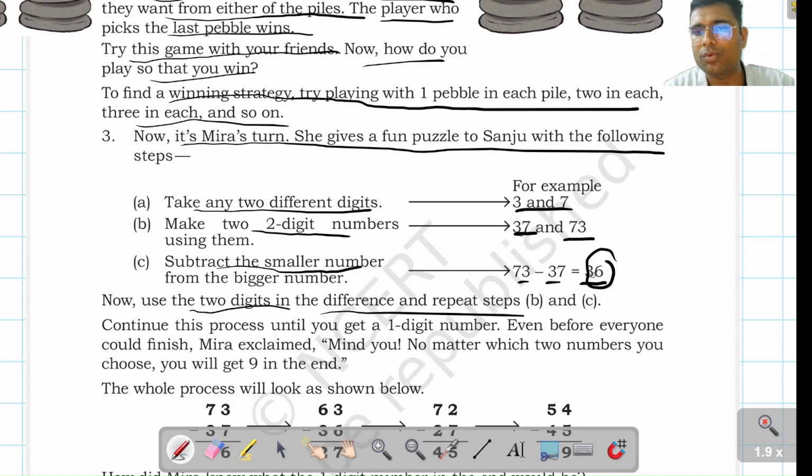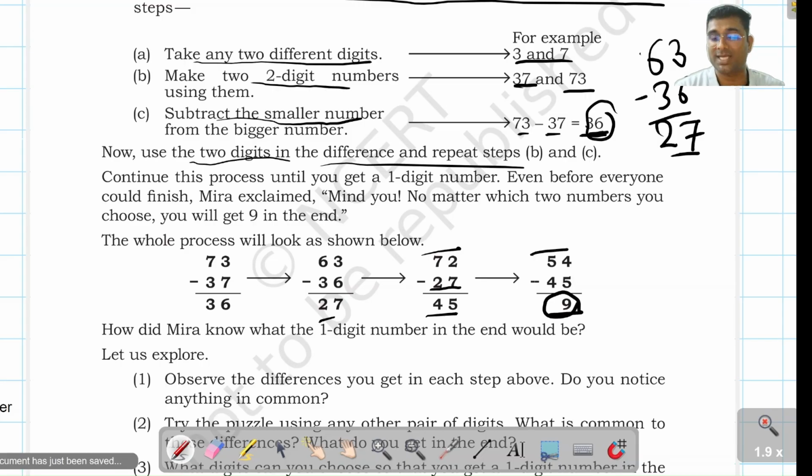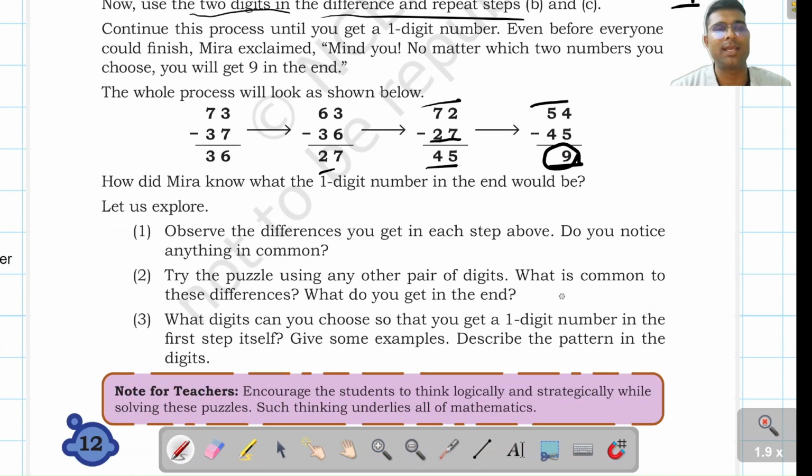So what you have to do here, we got the number 36. The biggest number we can make with these 2 digits is 63 and the smallest number will be 36. Now again you will subtract this and you will get a number again. Then you will do the same. You can see here 27, 72 biggest, smaller 27. So when you subtract this you get 45, again with 54 and 45, and in the last you will get a single digit number, that is 9.